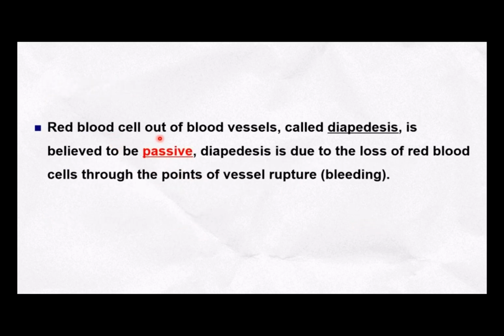The escape of red blood cells out of blood vessels, called diapedesis, is believed to be passive. Diapedesis is due to the loss of red blood cells through the points of vessel rupture.